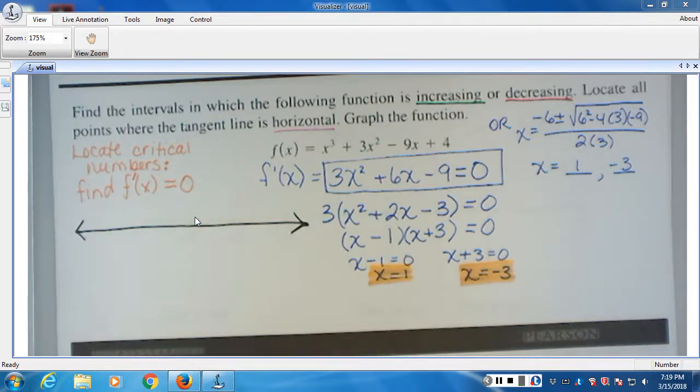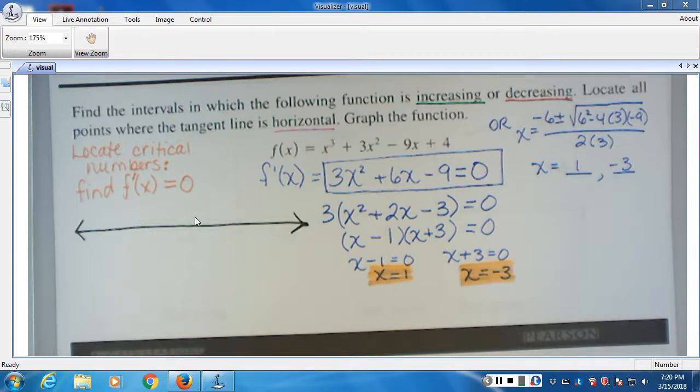The 3 just becomes irrelevant because it's obviously not 0. But if x is 1, then the stuff in the parentheses becomes 0. So 3 times 0 is 0. Or if x is negative 3, same thing happens. The stuff in the parentheses becomes 0, and 3 times 0 is still 0. I just factored out the 3 to make it easier to factor the whole problem.